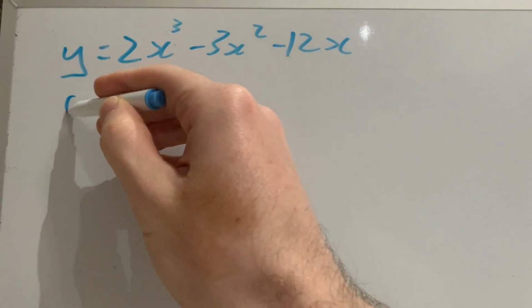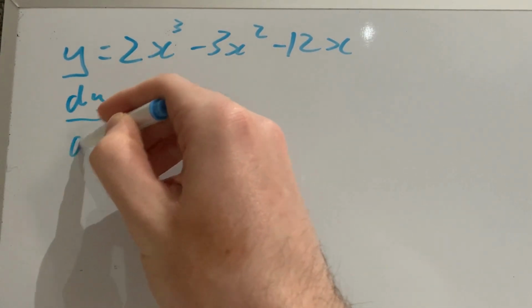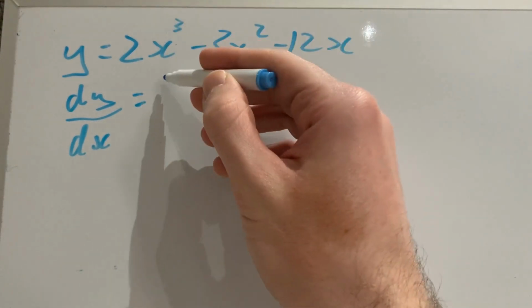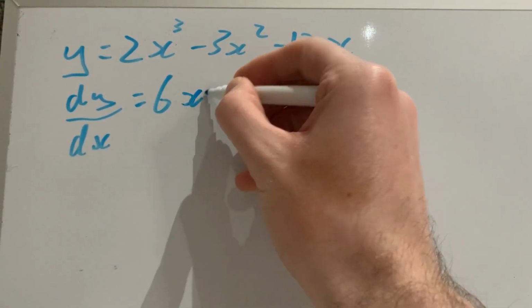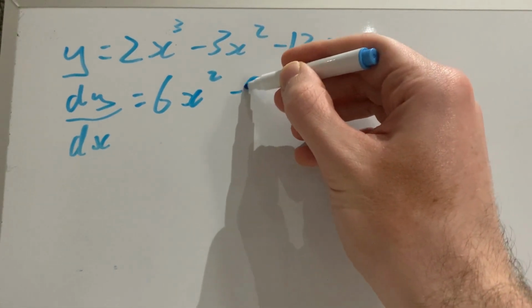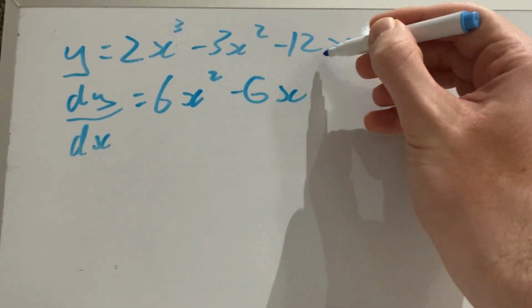So a good place to start, obviously, is to differentiate this. So dy by dx equals 3 times 2 is 6. Take 1 from the power, so 6x squared. 3 times 2 is 6 again, so we got 6. Take 1 from the power, we just got x.